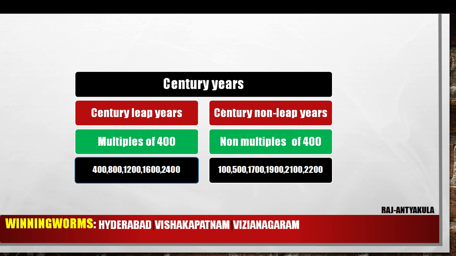Simple classification. So here, century years are classified into 2 types: century leap years and century non-leap years. Century leap years are multiples of 400. Example: 400, 800, 1200, 1600, 2400. Century non-leap years are nothing but non-multiples of 400. Example: 100, 500, 1700, 1900, 2100, 2200 and so on.